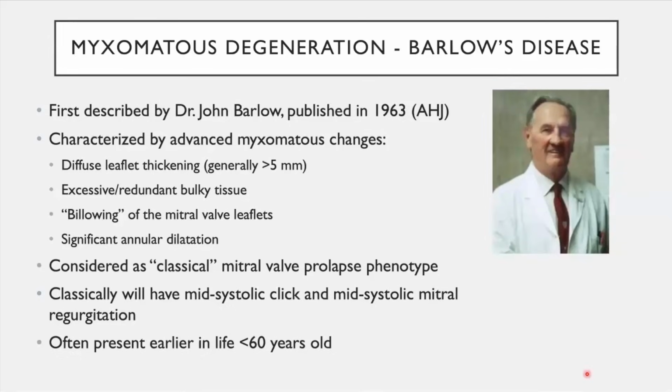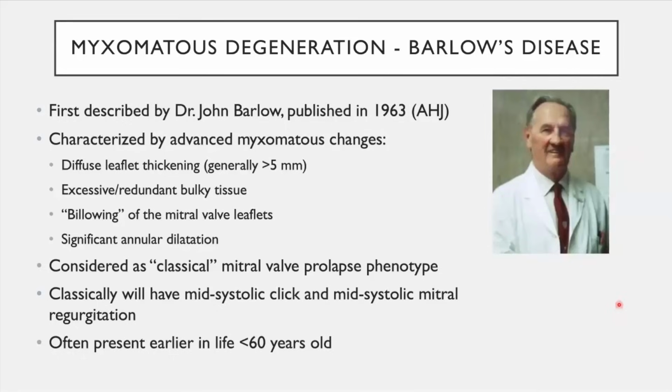So we see diffuse leaflet thickening, generally greater than 5 millimeters. There's excessive and redundant bulky tissue. We'll see billowing of the mitral valve leaflets, and I have some examples of what billowing looks like. And then classically, we see significant annular dilatation.